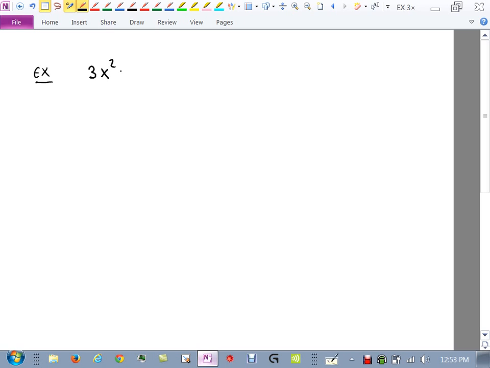3x squared plus 11x minus 4 over 3x squared plus 16x plus 5. Okay, we are being instructed here to simplify this rational expression.